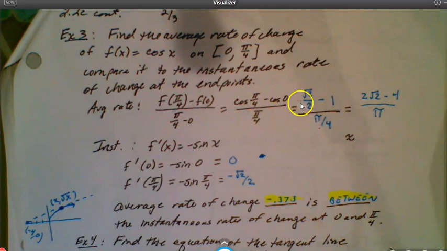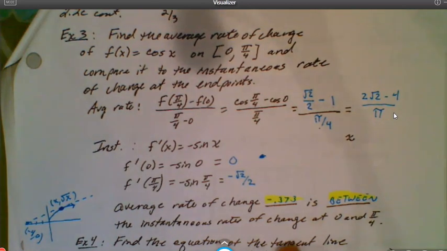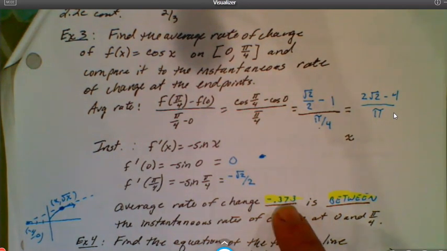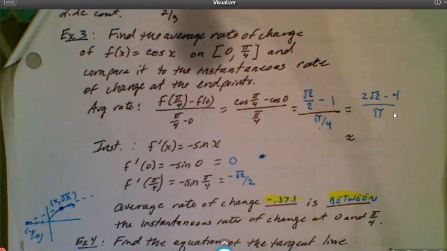And as I get some real numbers out of my cosine function, it's going to look like this. That's kind of the best I can do to simplify that one. Not real pretty, but that's our average rate of change. I believe I have it written down here: negative 0.373 in a calculator. So we should expect this value to be between the instantaneous rates of change at each of these endpoints. Of course, instantaneous rate of change has to come from your derivative. It's the only way to get that.